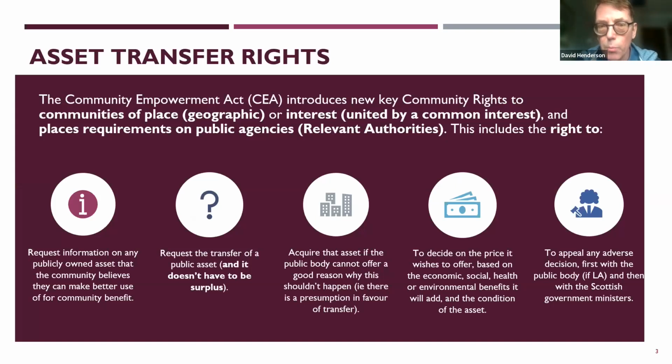When I talk about the rights, what do they actually look like in practice? In terms of rights that communities have, they have a right to request information on any publicly owned asset, land or a building, and the information that a local authority or a public sector body might hold about that asset. So they can request information, running costs, copy of title, all that kind of thing. They can request the transfer of any publicly owned asset. It doesn't have to be on a surplus list. Any building or land that you're interested in, publicly owned, you could request the transfer of that.